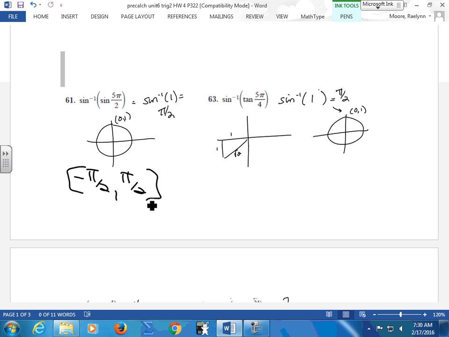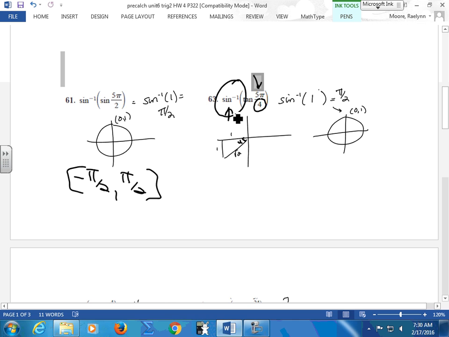Okay, this guy, locate 5 pi over 4. He's not a restricted angle. I locate 5 pi over 4, he's in quadrant 3. I notice this is a 45-degree angle. I label my triangle. What is this asking me to find?